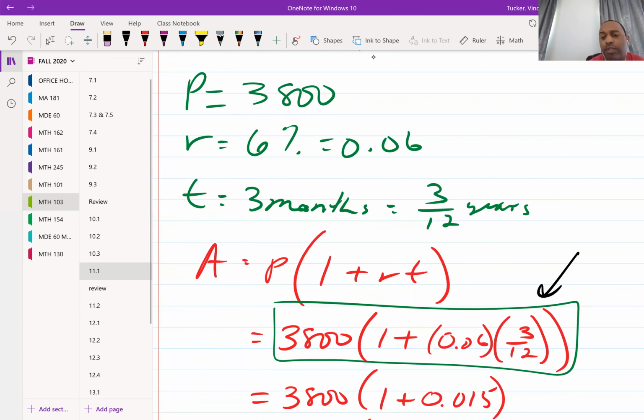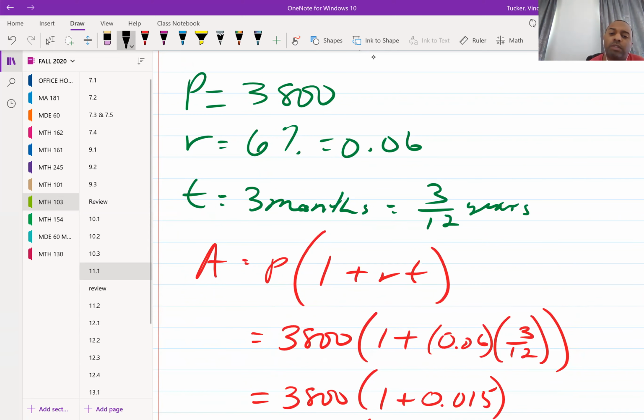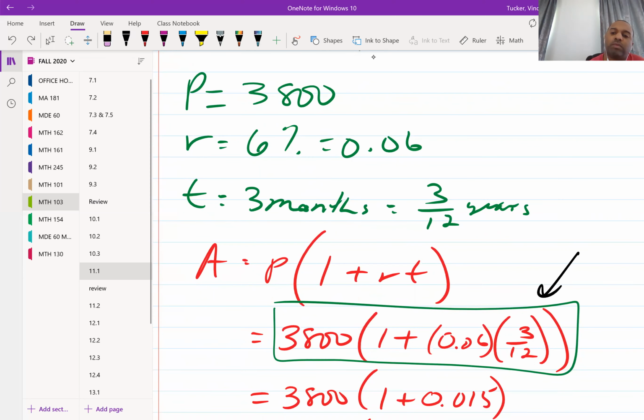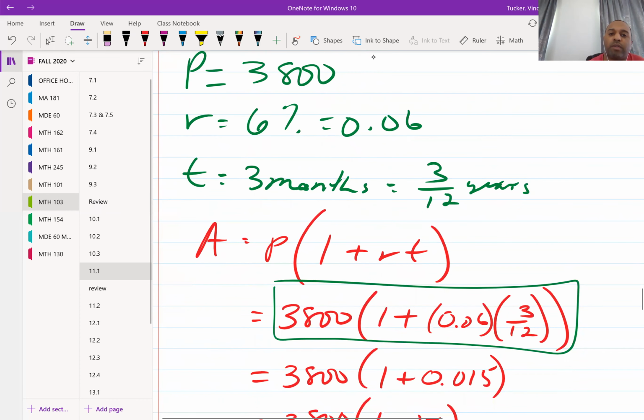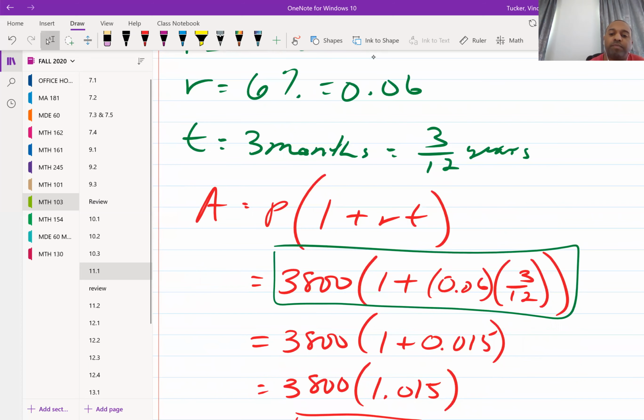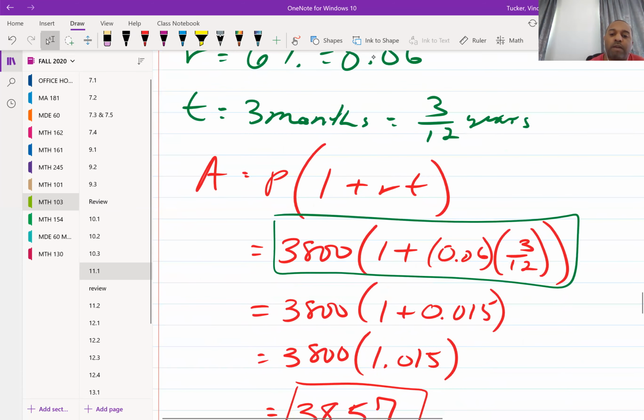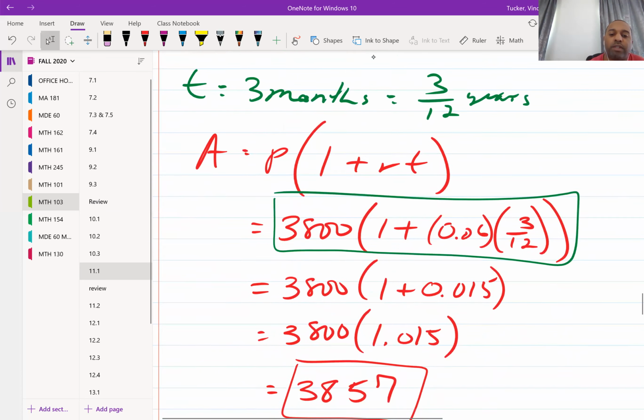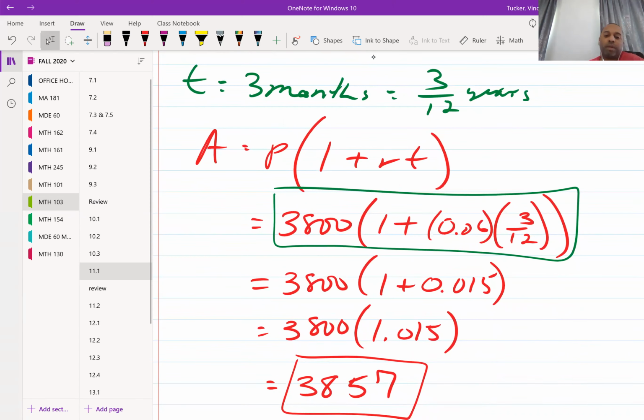Probably was telling the class that you could just put that in the calculator. If you have a calculator, just put it in there. If not, 0.06 times 3/12 gives you 0.015. 1 plus 0.015 is 1.015, and then multiply that times 3,800 is 3857.